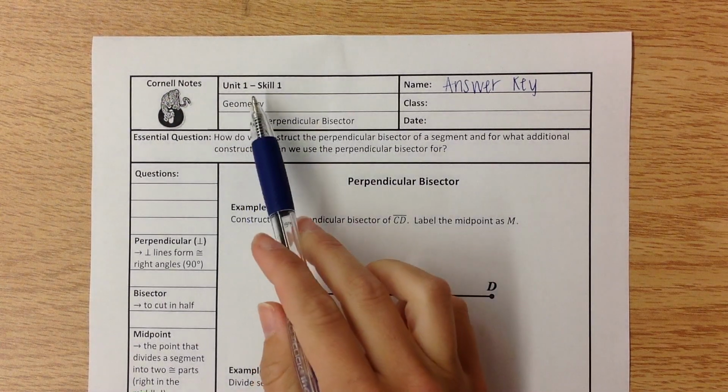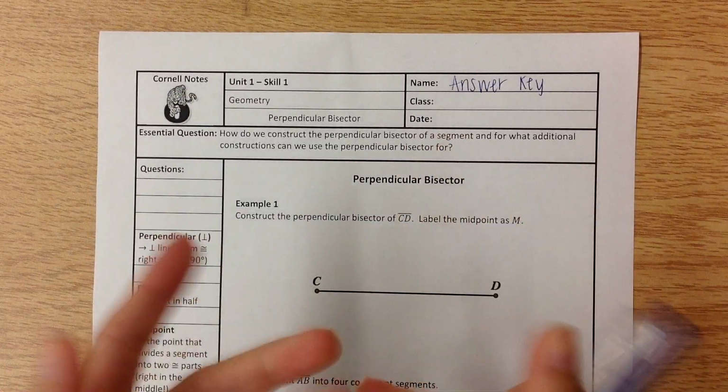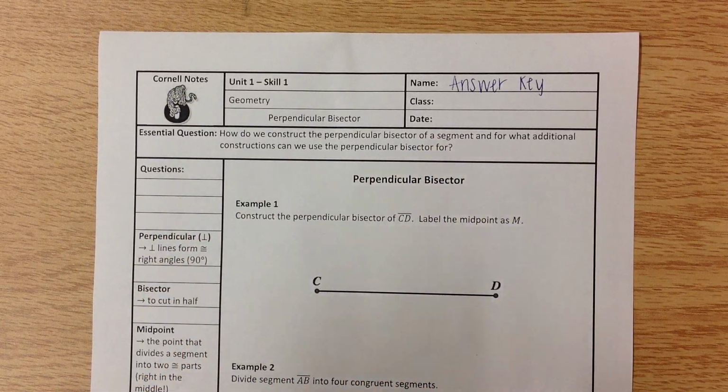We're looking at Unit 1, Skill 1. These videos are going to look a little different. Our hands are going to be in them because we have to use something called a compass.